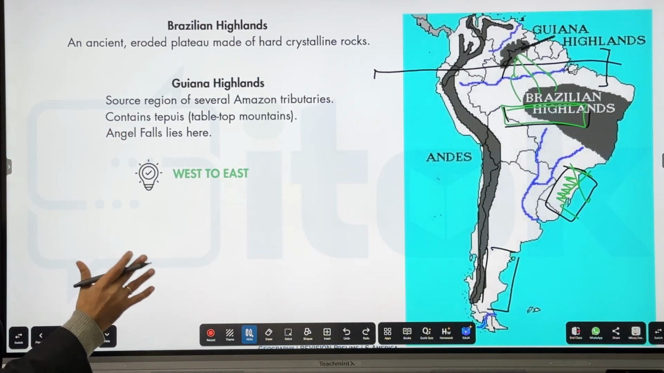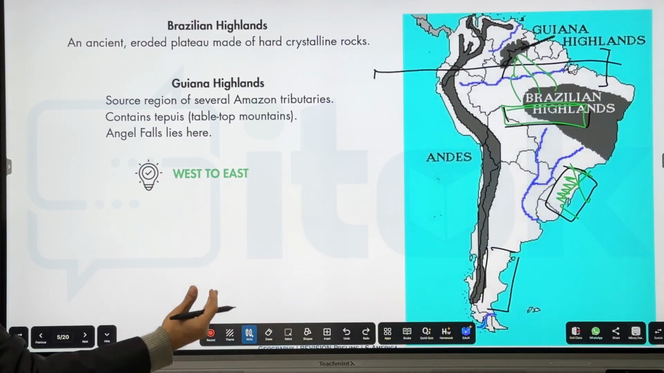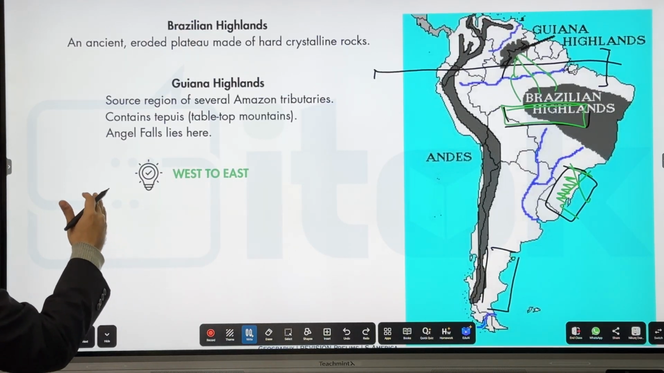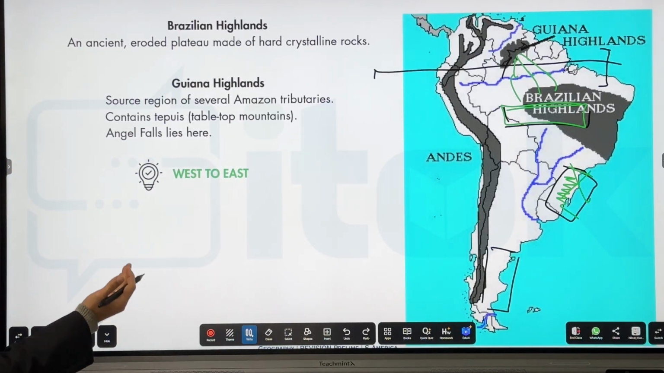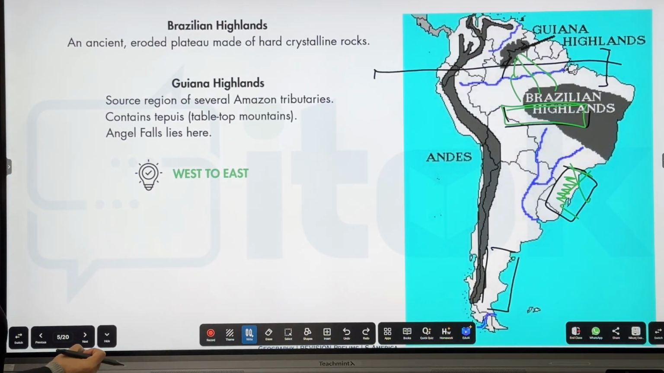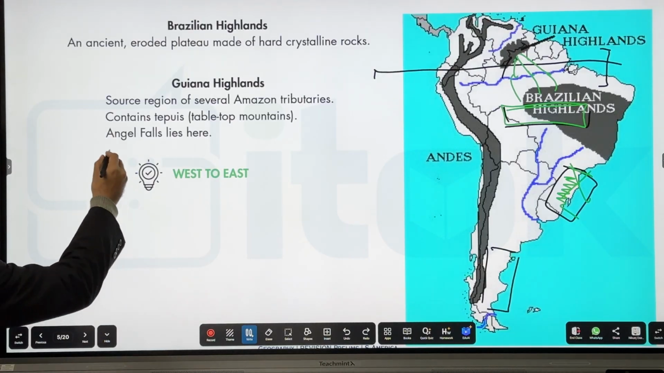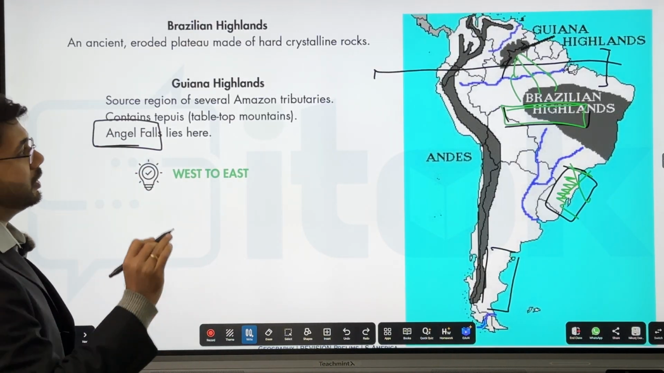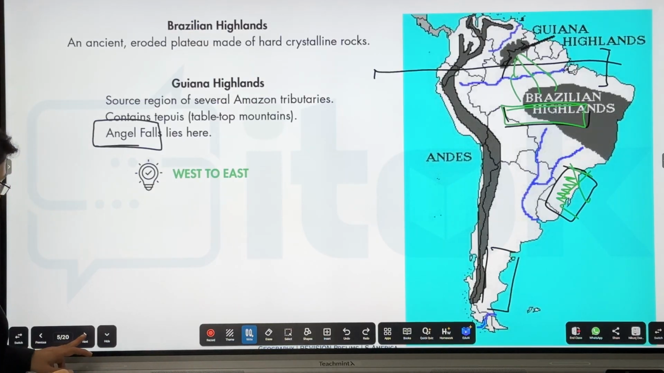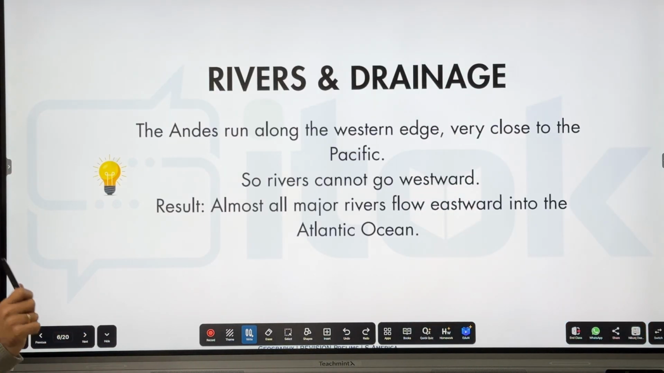You just have to think about what must have been happening here to form these highlands. Made of hard crystalline rocks, of course. We know about cratons and how cratons are formed. So I guess this is a part of that itself. And yeah, Angel Falls is in the Guiana Highlands. Very important. Angel Falls is in the Guiana Highlands. Victoria Falls is on the Zambezi River.